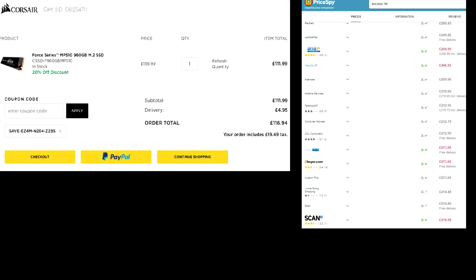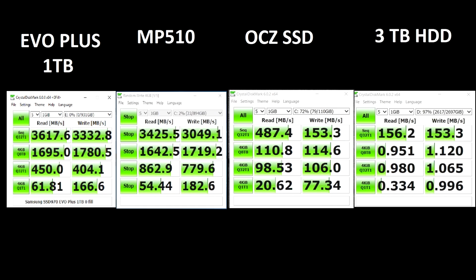But I guess Corsair figured out that nobody's buying their drives, because they used to be the same price as the EVO Plus, so they dropped the price to £139. And then on top of that, I got another 20% discount, dropping the price down, including delivery, to £117. I mean, it's £200 versus £117. Let me just switch it back to the chart. So yeah, almost half the price of the EVO Plus, and I doubt that I will feel the difference with my general usage scenarios.